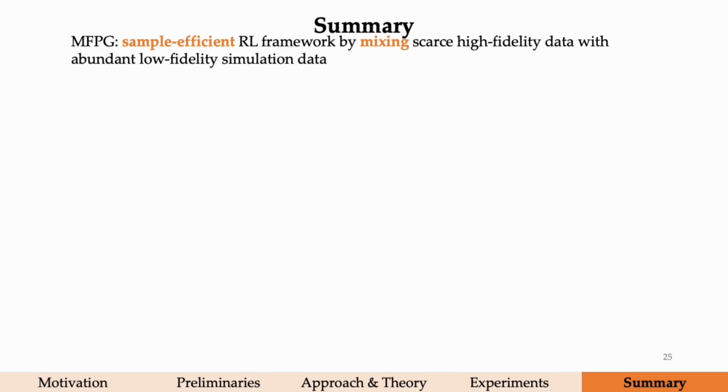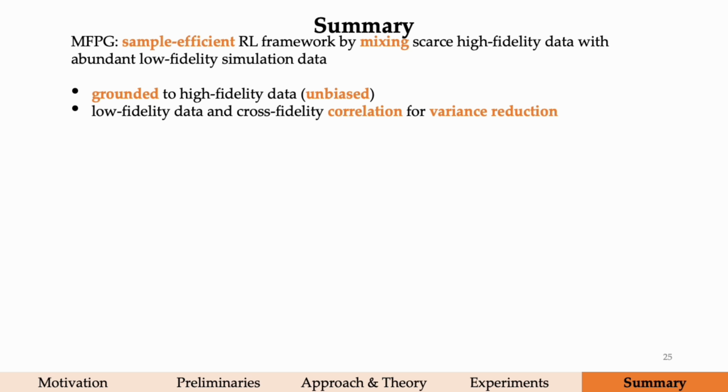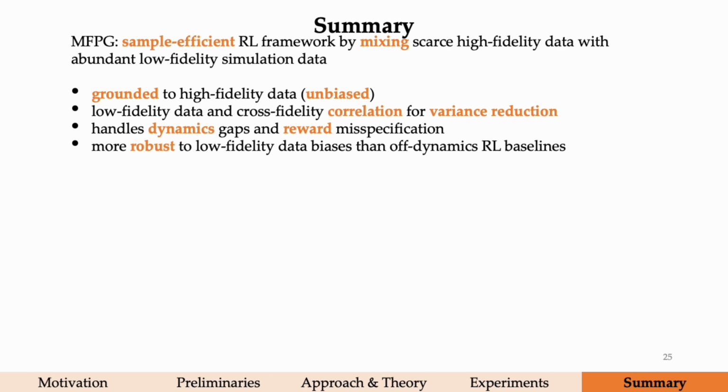Let's wrap up with the main message. MFPG is a sample-efficient reinforcement learning framework that mixes scarce high-fidelity data with abundant low-fidelity simulation data. There are 4 key takeaways. First, MFPG is unbiased with respect to the high-fidelity data. Second, MFPG uses low-fidelity data to form a control variate and leverages cross-fidelity correlation for variance reduction. Third, MFPG handles both dynamics gaps and reward misspecification. Fourth, because low-fidelity data are used cautiously as a variance reduction tool, MFPG shows the strongest robustness to low-fidelity data biases compared with the strong off-dynamics baselines we evaluated.